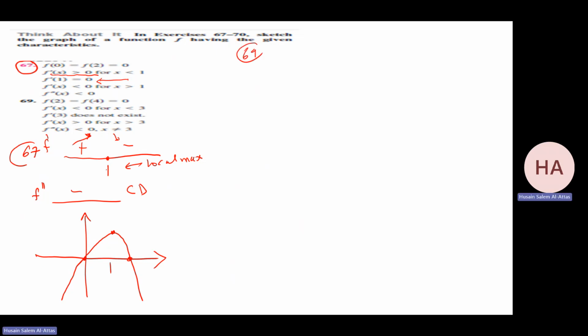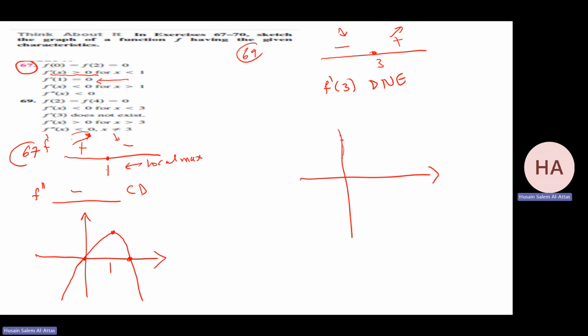Number 69. What I have is 69. You have f of 2 equal f of 4 equals 0, f prime is negative before 3, and after 3, it's positive, and f double prime is always negative. Okay, so it's decreasing and increasing, but there is only one thing: f double prime at 3 does not exist. So I want to graph the function satisfying all of these things.